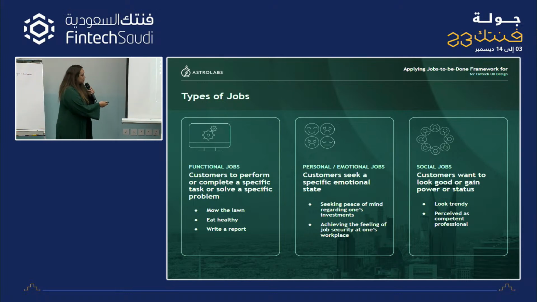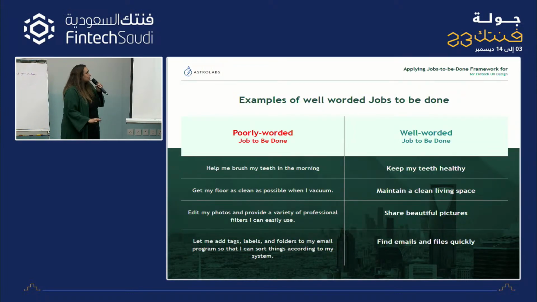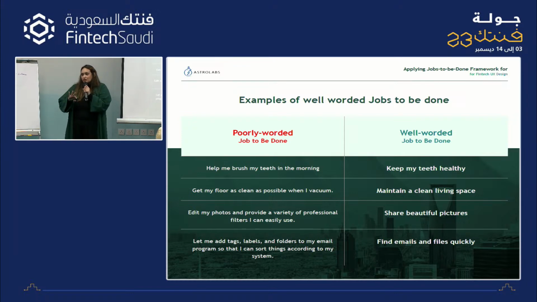Okay? All right. So let's look at examples of well-worded jobs to be done and some of them that are not very well-worded, so that you understand the sentence when you say it. First, when we say I buy a brush, because it helps me brush my teeth in the morning. Do you think that's the job, I use the brush to wash my teeth in the morning? What is the job?